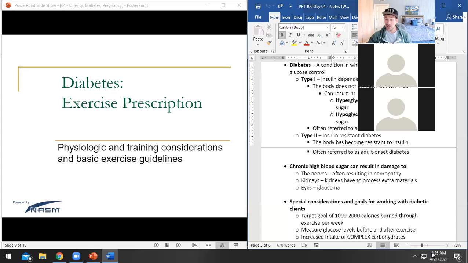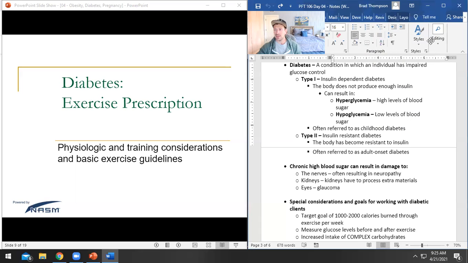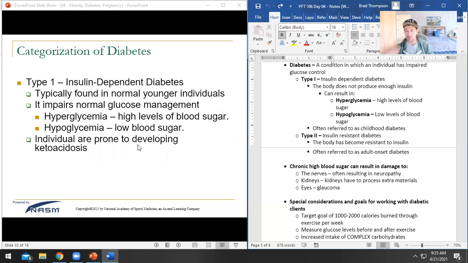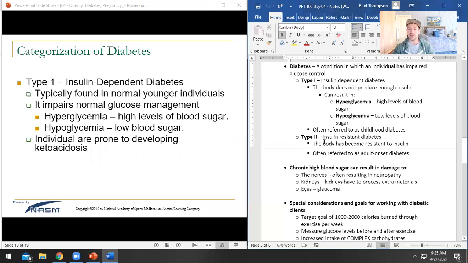All right. So let's take a look at diabetes. This is another really common one, right? Diabetes, highly associated with obesity, very common. So we talked a little bit about this already, but we've got the difference here. Diabetes is in general a condition in which an individual has impaired glucose control, right? They're not controlling their blood sugar effectively. So what do we mean by that? Which type of diabetes do they have? Are they type 1 or are they type 2?